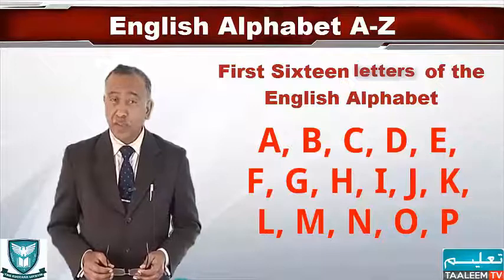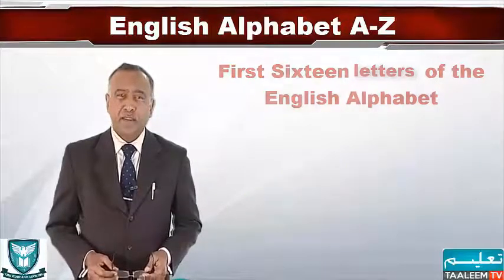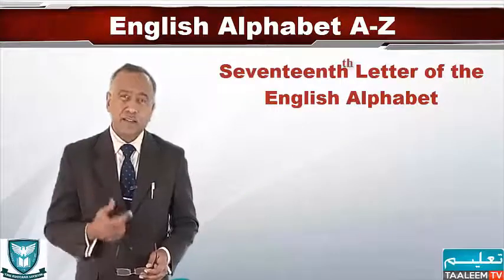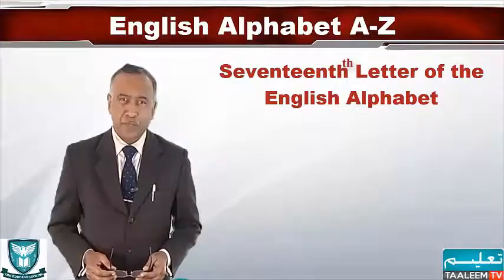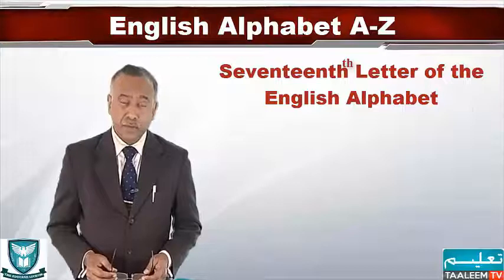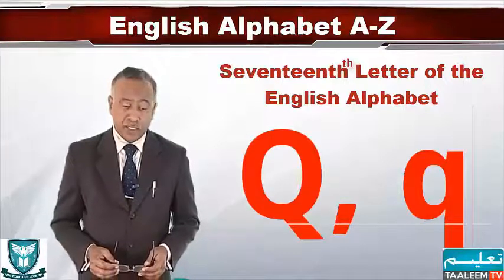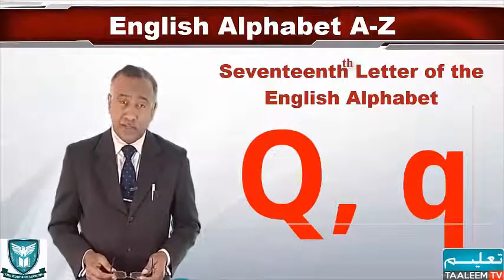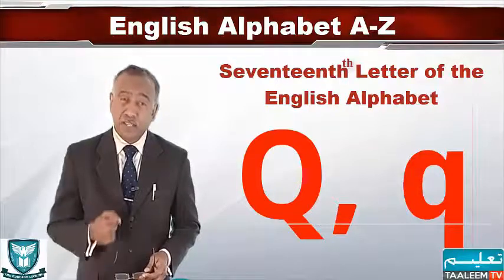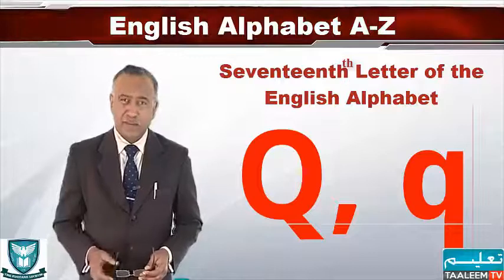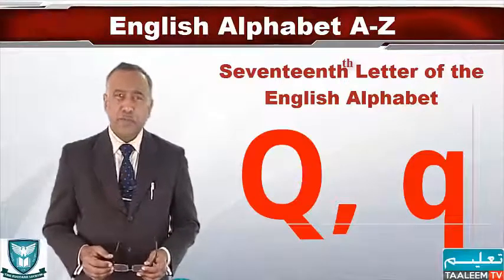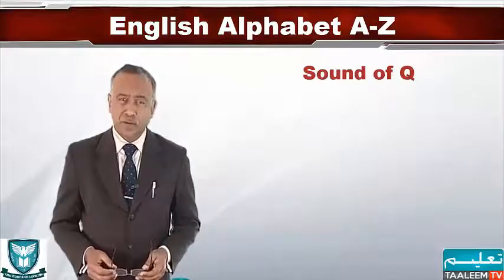From A to P. Now our next letter is Q. What? Q. And its number is 17. This is the 17th letter of the English alphabet. Good. And do you know some names starting from Q?